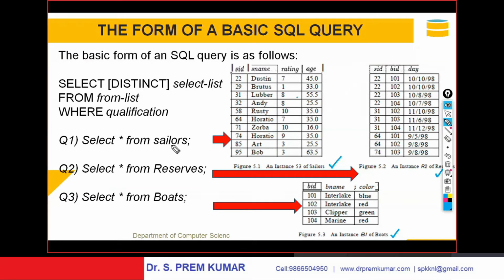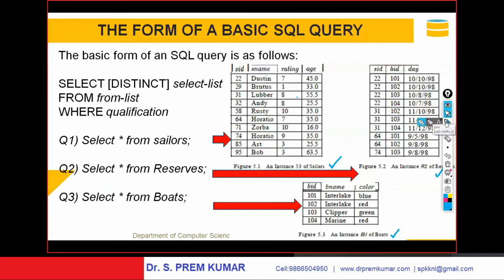So select asterisk from sailors means you will get the complete details of sailors. Select asterisk from reserves means you will get the complete details of reserves. Select asterisk from boats means you will get the complete details of boats. Just one minute, please glance at these queries. Query 1, 2, 3. Please study the queries.